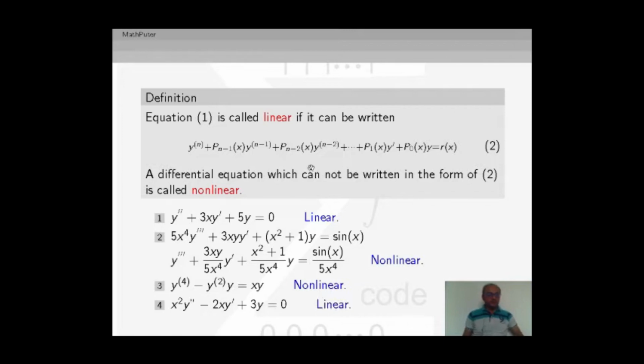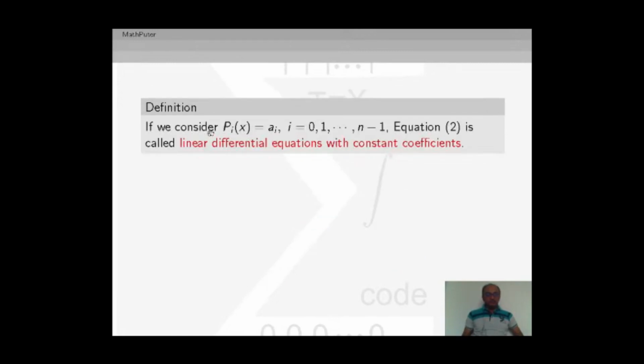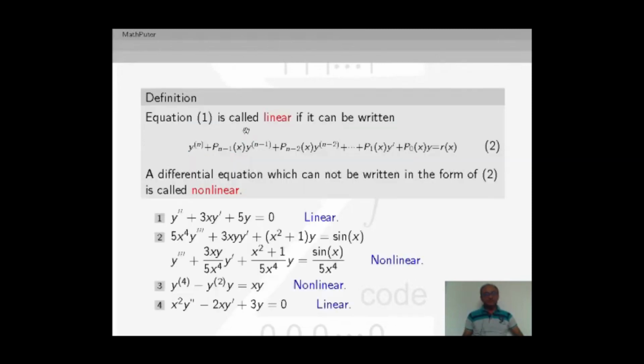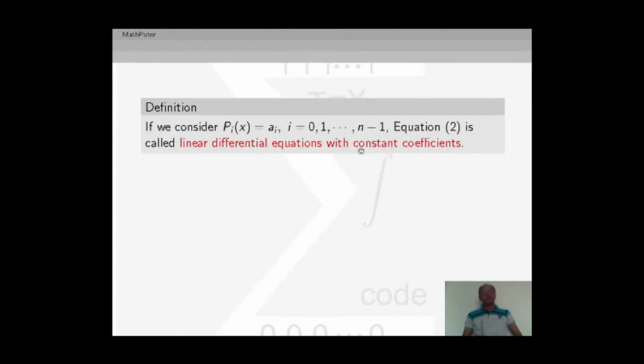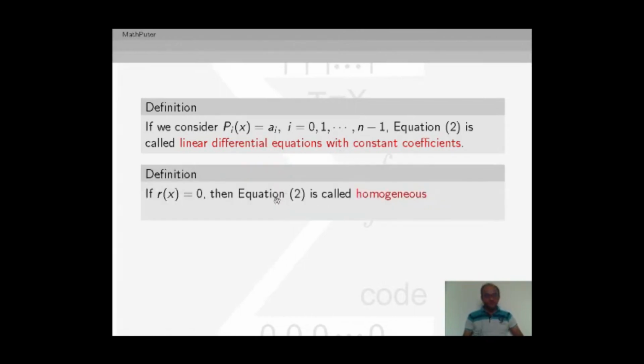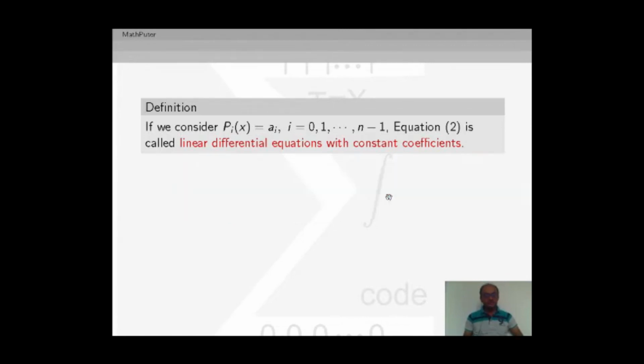Okay, now let us go to the next definition. Equation 2 is the linear differential equation of order n which contains constant coefficients only. That means the multipliers of the derivatives of y are constants only, then it is called a linear differential equation with constant coefficients. The next definition: for equation 2, which has 0 as the right hand side, it is called homogeneous. So what is equation 2?